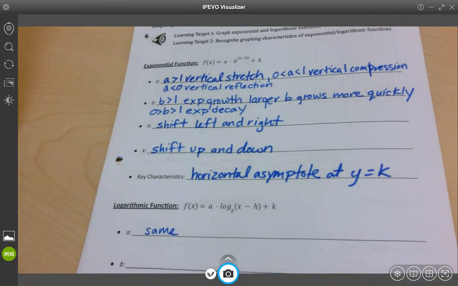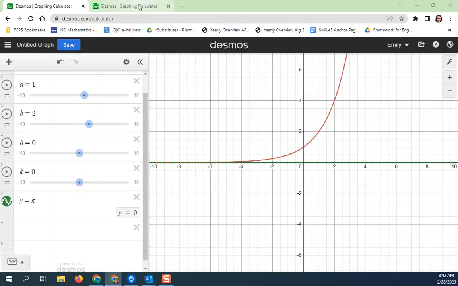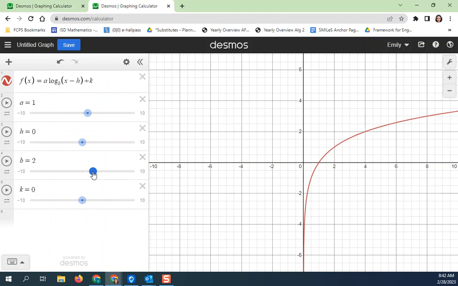All right. How about the B value? I heard compress, and what did you say, Blaine? Go slower. Let's see. So as the B value gets larger, it does grow slower. Yeah, I can see that there. And then what if it gets to be a fraction? Once it gets below 1, it looks like it reflects, right? Okay. Let's put it back at 2.